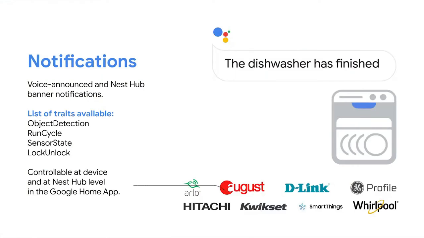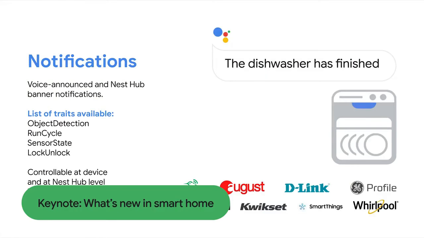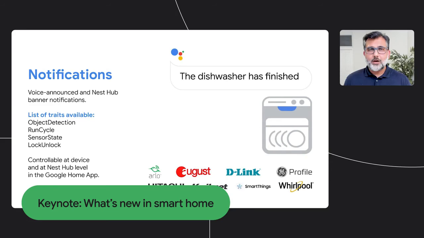Proactive notifications and follow-up responses to keep users informed about their smart devices can now be implemented for select traits. Notifications will continue to launch per select traits. We're starting with object detection for devices like cameras and doorbells, run cycle for appliances like washers and dryers, sensor state for sensors that can be around in a home. We also support asynchronous notifications for select traits as well. For example, lock unlock. These types of notifications are great when immediate feedback is needed after performing an action.